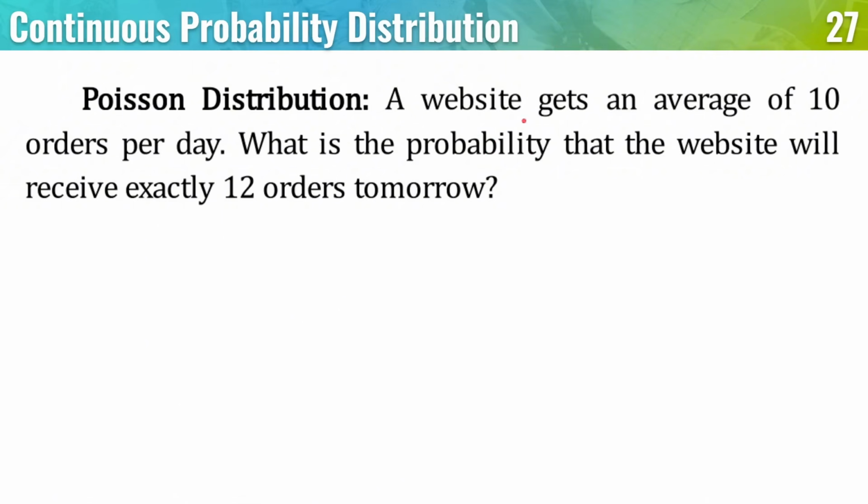So a website gets an average of 10 orders per day. What is the probability that the website will receive exactly 12 orders tomorrow? So here, we're not choosing anything anymore. It's just telling us that there is an average of 10 and there is a value of 12 we have to compare against 10. So here, we use the Greek letter mu to represent the average, and then we represent 12 using x, so this will be our variable.